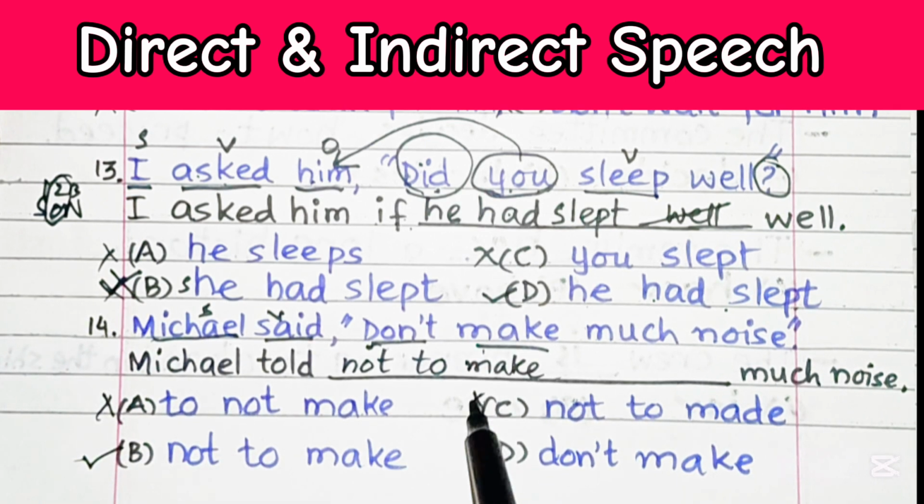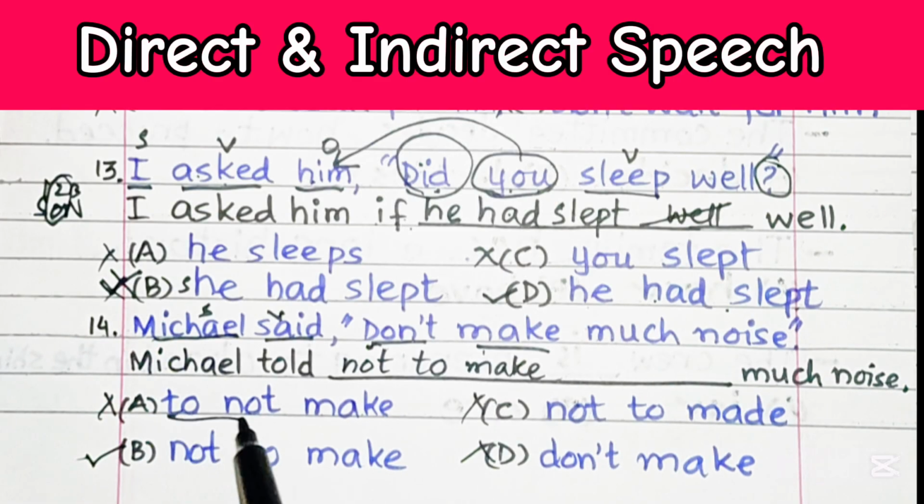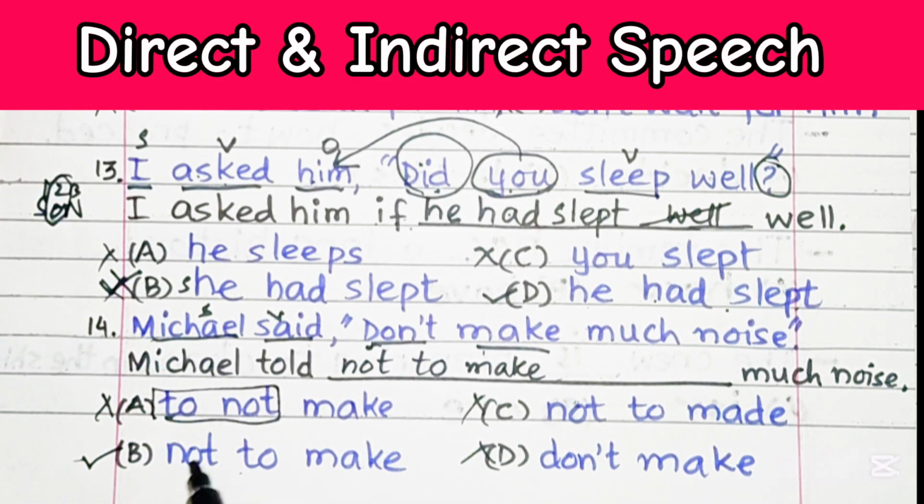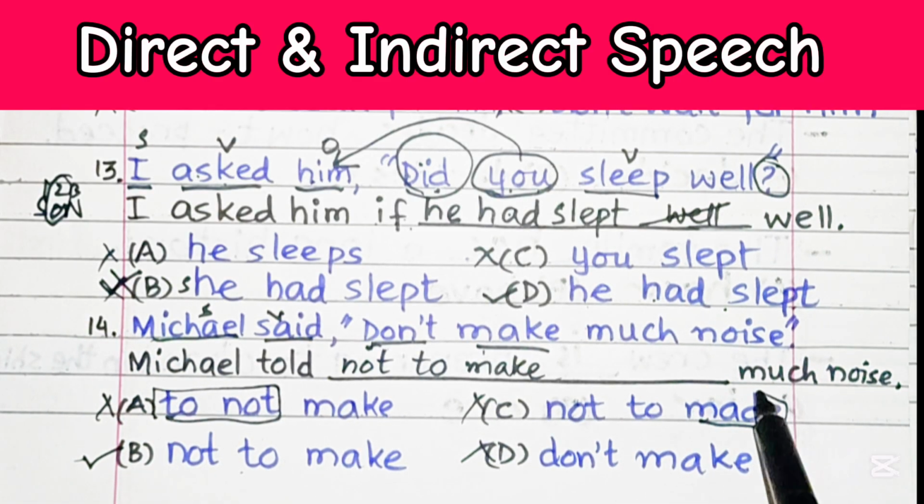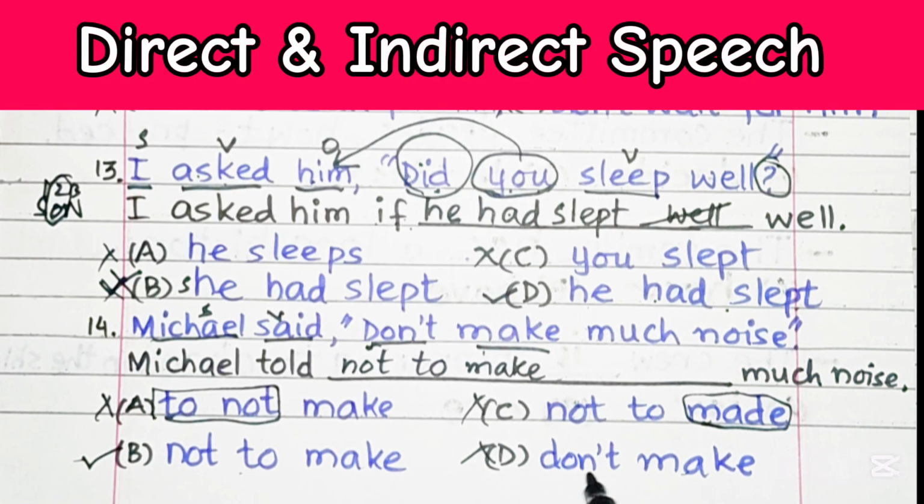These three, they are not correct. To not, we don't put to not. Not to made, this is in past. This is not correct. Don't make, this is again not the right option. So it will be not to make. Michael told not to make much noise.